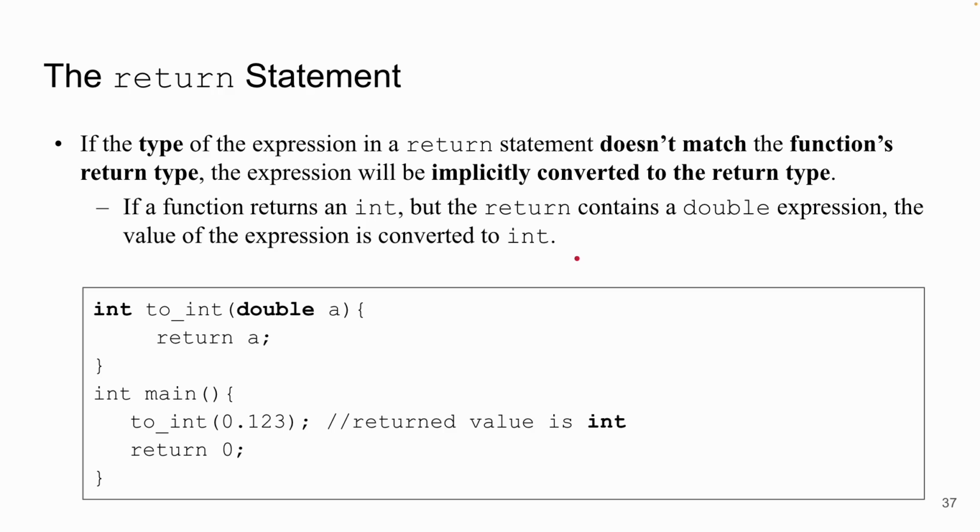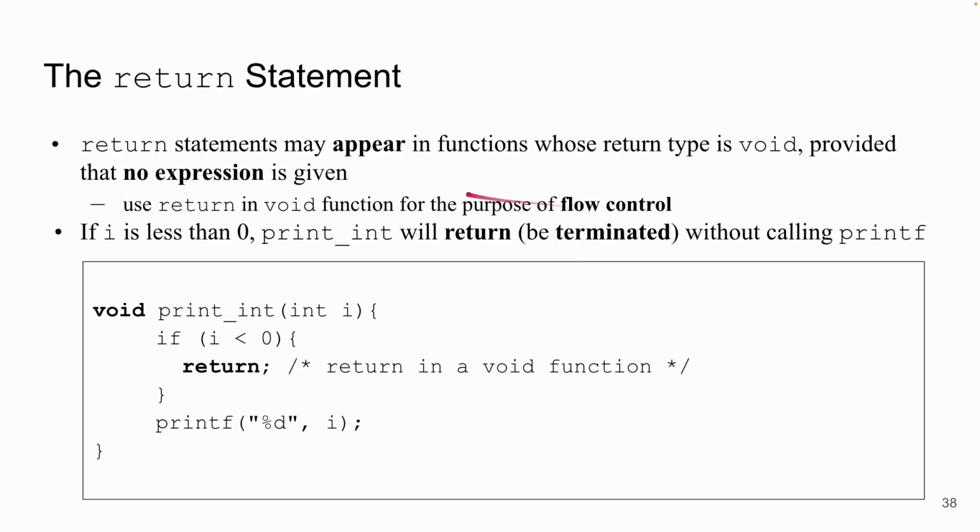So this is what return can do. And a return statement can also appear in functions whose return type is void. That means return can not only be used in non-void functions, we can also use return in void functions. If we use return in a void function, we don't need to provide an expression after return.